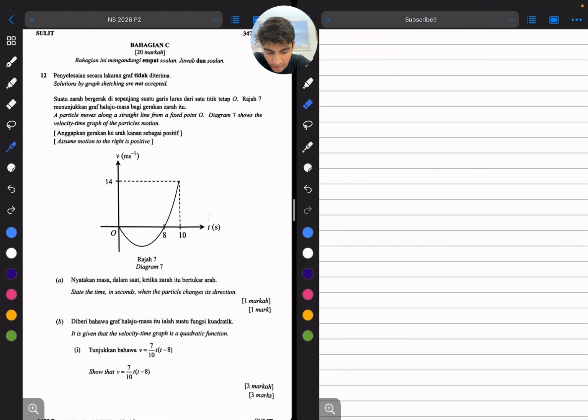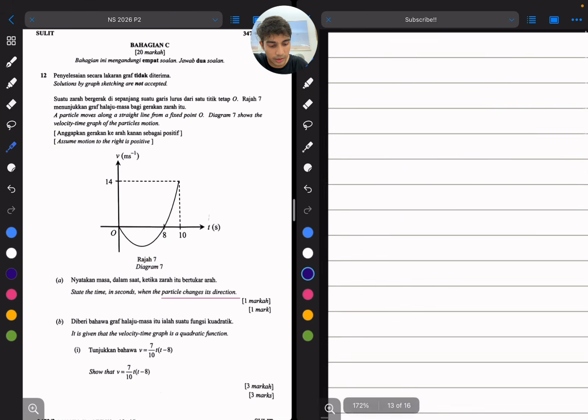So here they said a particle moves along a straight line from fixed point O. Diagram 7 shows the velocity time graph of the particle. Assume motion to the right is positive. So here our velocity is positive, above 0, so these are all to the right. Down here, our velocity is all negative, so the particle is moving to the left. A. State the time in seconds when the particle changes its direction. Okay, so from here to here it moves to the left, from here to here it moves to the right, so it changes direction here when t equals 8.